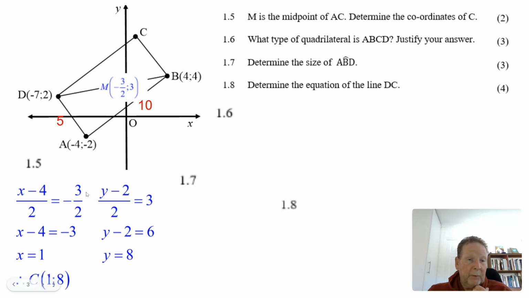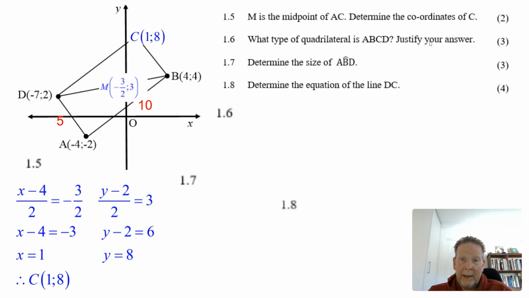Then just solve it. Multiply by 2, the 2's cancel, add 4, the x coordinate must be 1. And then multiply by 2 and add 2, the y coordinate must be 8. So there you go. C is 1 and 8. There it is. C is 1 and 8.